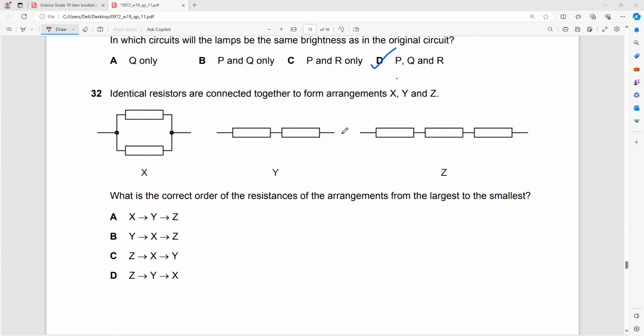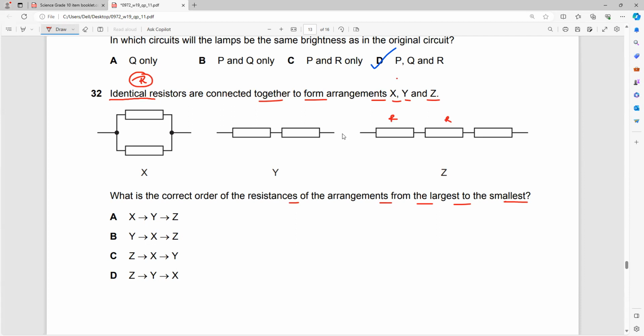The next one. Identical resistors. What do you mean by identical resistor? By seeing this word, your mind should say identical resistor means same resistance. They are connected together to form arrangements X, Y, and Z. What is the correct order of the resistances of the arrangements from the largest to the lowest?